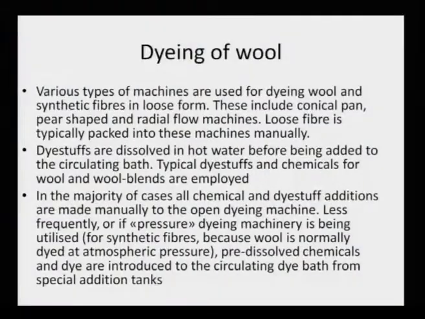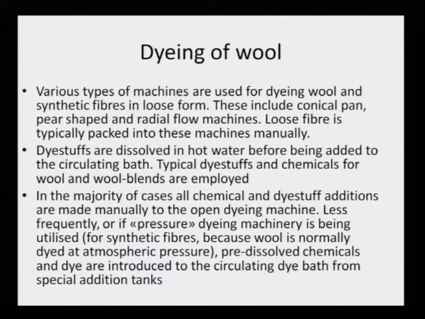Dyeing of wool. Various types of machines are used for dyeing wool and synthetic fibers in loose form. These include conical pan, pear shaped and radial flow machines. Loose fiber is typically packed into these machines manually. Dye stuff is dissolved in hot water before being added to the circulating bath. Typical dye stuff and chemicals for wool and wool blends are employed.